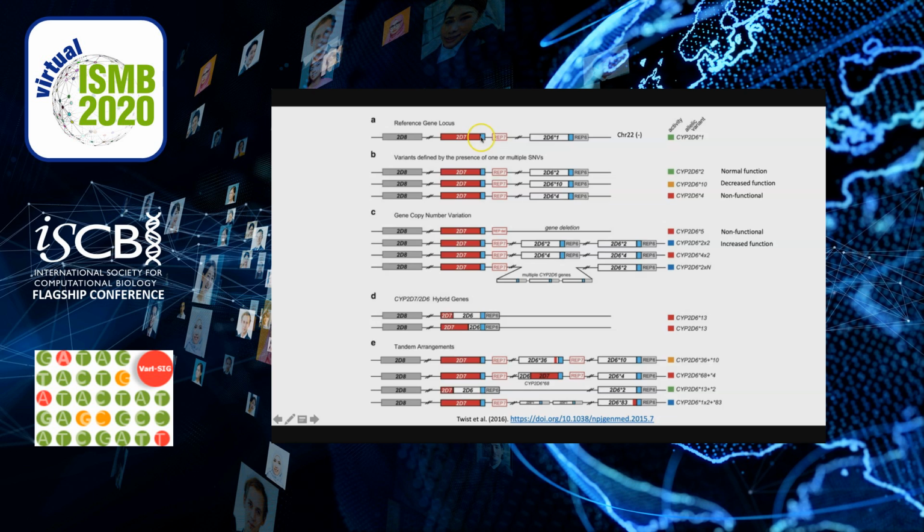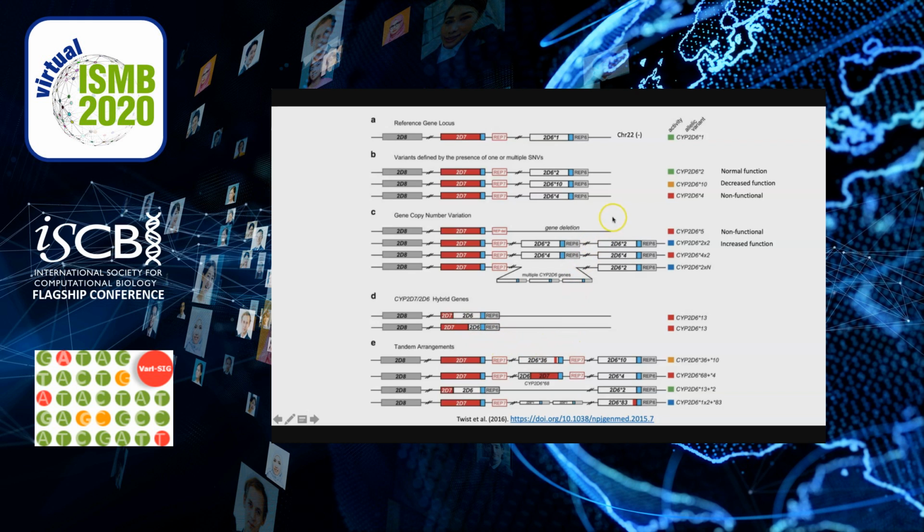There is a 94% homology between CYP2D6 and CYP2D7, and this is responsible for structural variants such as these hybrid genes in part D of the figure and tandem rearrangements in part E of the figure. We also have other variants such as the gene deletion, which is called star5, and the gene duplication. So these variants really make sequencing this region difficult, and also alignment of short reads really difficult.